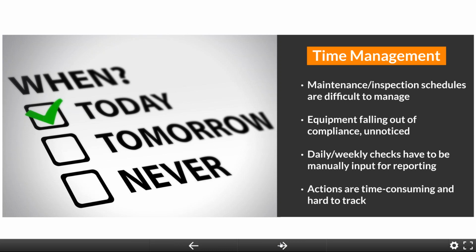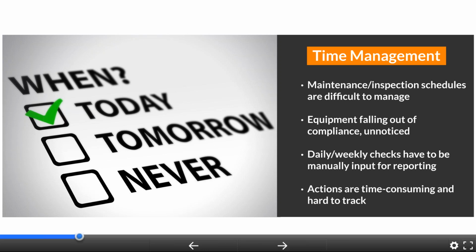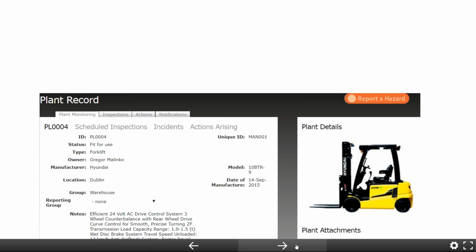Then finally, if you're doing your daily checks or your weekly checks on your pieces of plant or asset, those might have to be done on a paper checklist and then input into a wider system if that's how you pull your reports. Following through from that, any actions that are raised during that period can be really difficult to track.